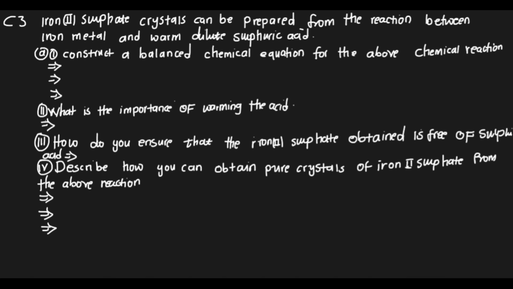Okay, now we move on to the last question, question 3. Iron(II) sulfate crystals can be prepared from the reaction between iron metal and warm dilute sulfuric acid. Construct a balanced chemical equation for the above chemical reaction.